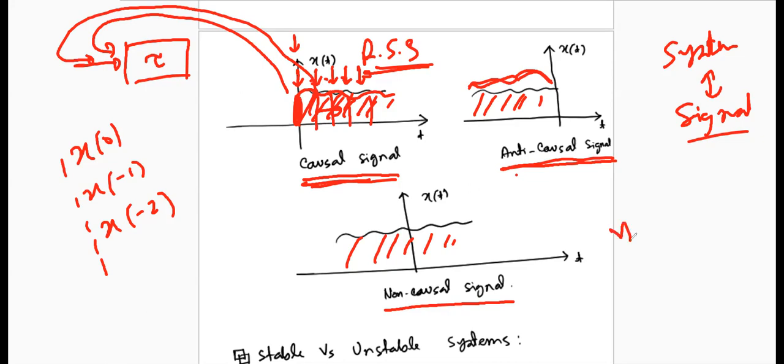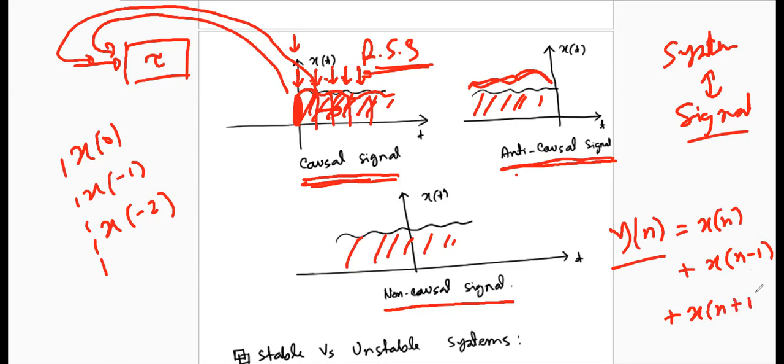Sometimes, for getting your output, you need the present input. Let's say, for example, you need the present sample, you need n-1, and you also need n+1. That means you need x[0], you need x[-1], and you need x[+1]. In that case, this system is known as a non-causal system, because you need the present, past, and the future. That is known as a non-causal system.